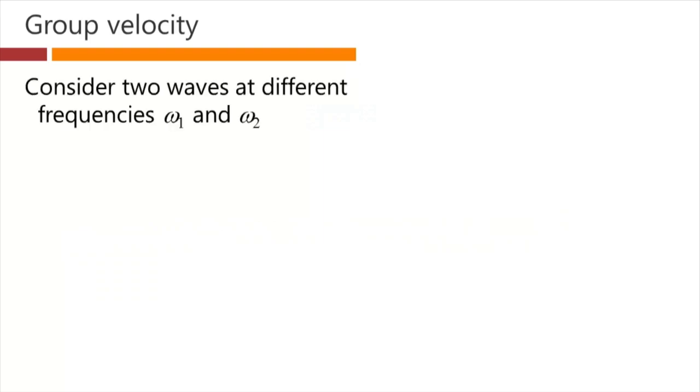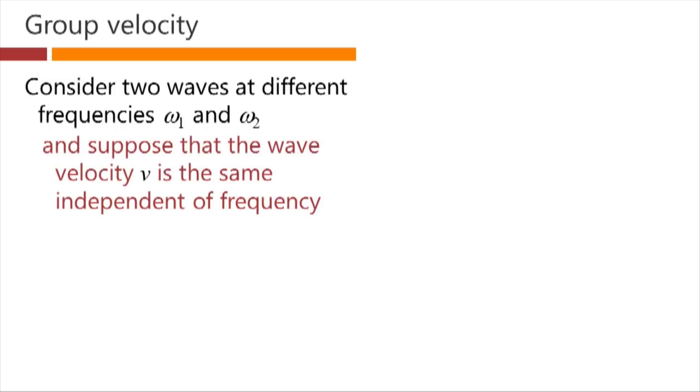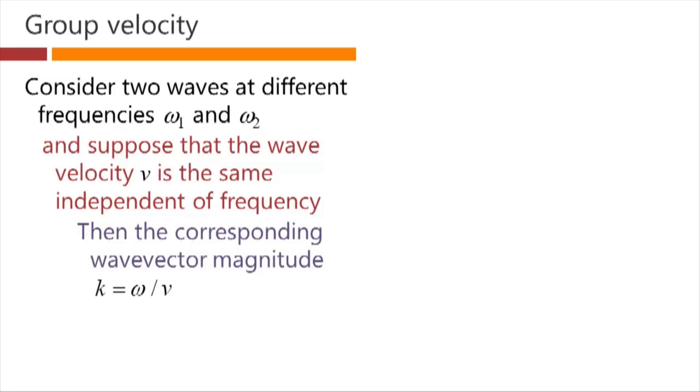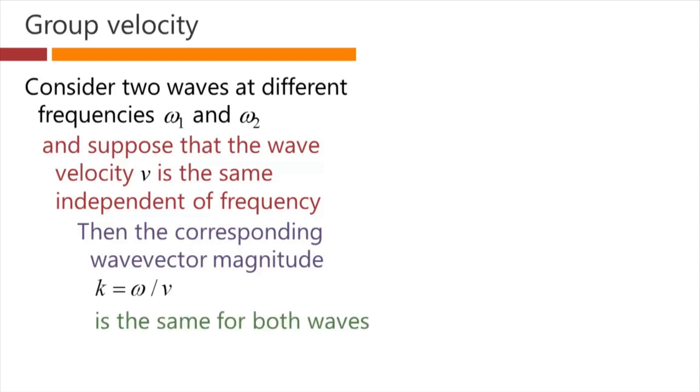So let's look then at some waves. We're going to consider two different waves of different frequencies, omega 1 and omega 2, and these will be angular frequencies we're going to use. And we suppose that the wave velocity v is the same for both of these waves, that it's independent of frequency. So the velocity the wave goes at does not depend on its frequency. Then, in general, we know that the wave vector magnitude k is omega divided by the velocity v. And that's going to be the same for both waves.